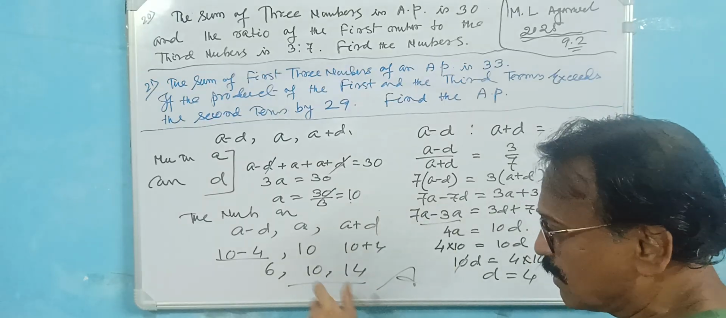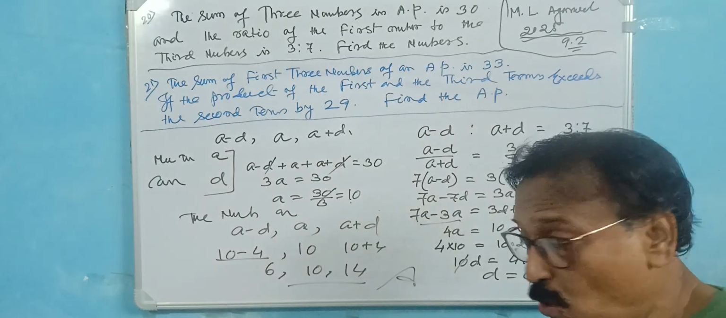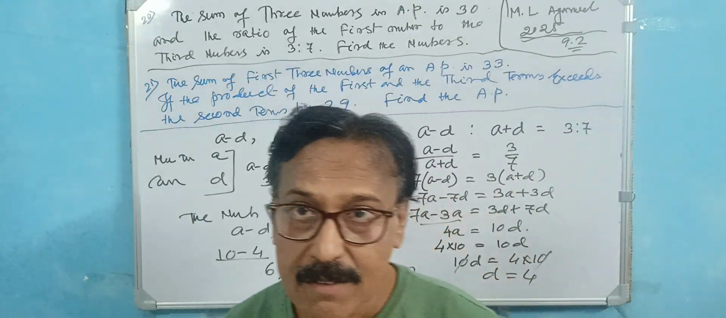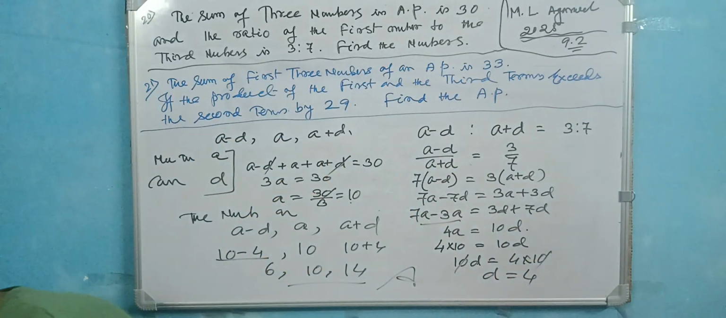The first term, second term, third term. The common difference is 10 minus 6, which is 4, and 14 minus 10 is 4. Also you check it. Clear?